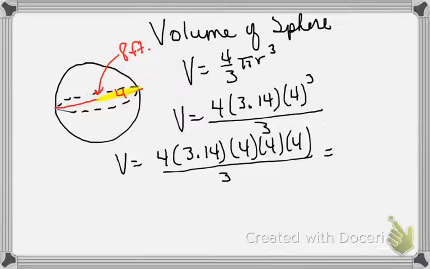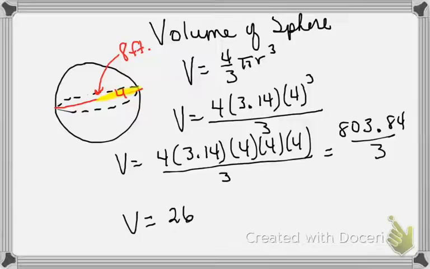So, hopefully, you get to use a graphing calculator, or you have a calculator. And so you'll put 4 times 3.14 times 4 times 4 times 4, and you'll hit enter, and you get 803.84. And we're going to divide that by 3. So when we do this, our volume is going to be, divided by 3, 267.95. And that would be the volume in cubic feet.